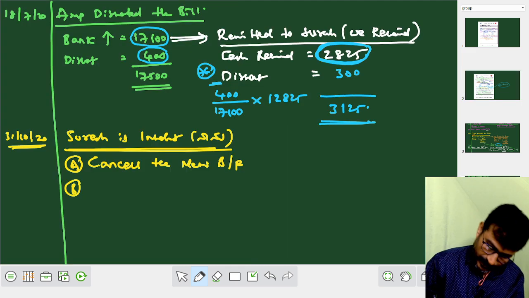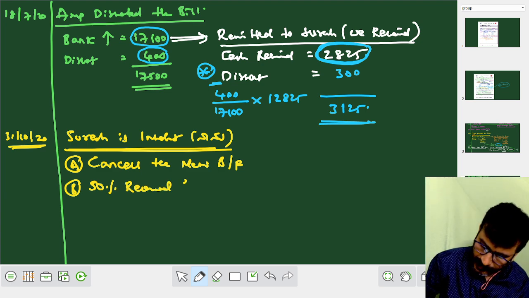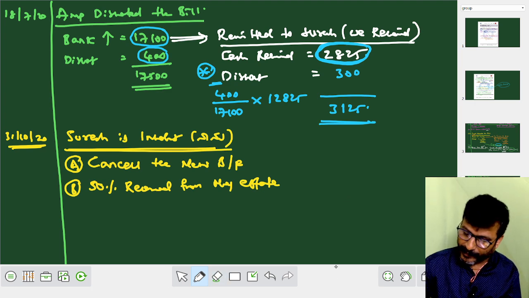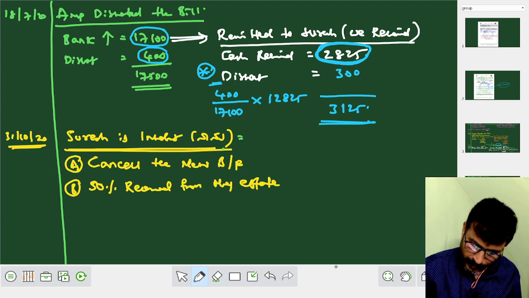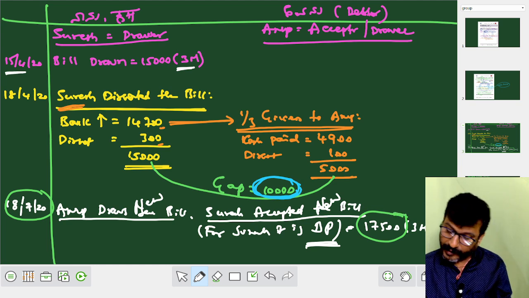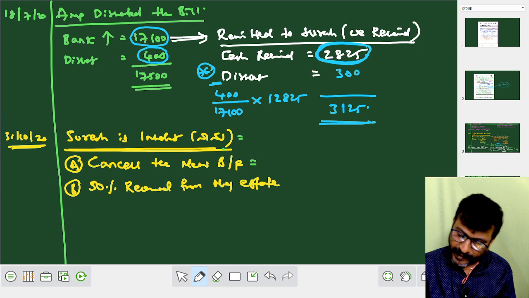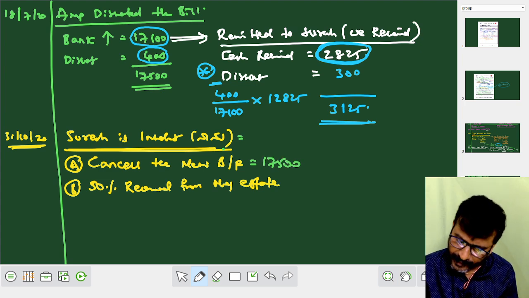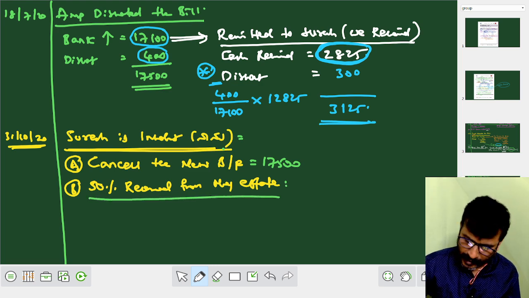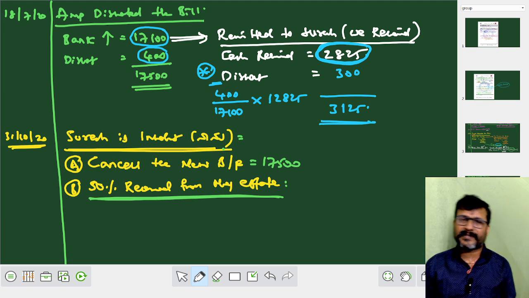Means what? 50% recovered from my estate. 50% is recovered. See, what is the amount of the new BP? What is the amount of new BP, my dear student? New BP amount is how much? New BP amount is 17,500. How to write? 17,500. 50% recovered from my estate.